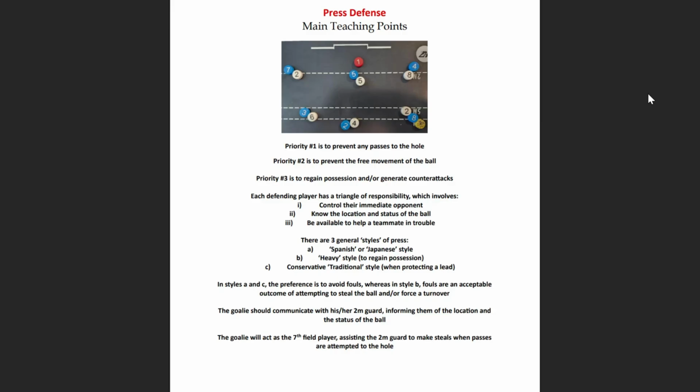The goalie acts really as the 7th field player rather than a purely goaltender role in assisting the 2-meter guard to make steals when passes are attempted to the hole. So the goalie is available just like the rest of the players. So, they aren't controlling an opponent, but they certainly need to obviously know the location and status of the ball. That's a constant for the goalkeeper. But in the press, in this particular type of defense, the goalie's playing almost like a 7th field player.